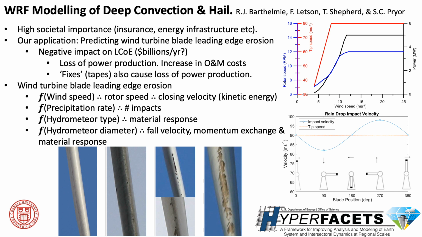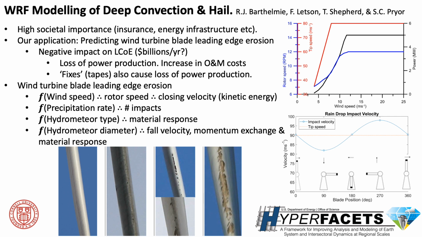So leading edge erosion occurs when a hydrometeor or many hydrometeors falling strike a wind turbine blade, cutting upward through the air. That collision causes material stress, and ultimately those stresses lead to material loss, which causes loss of aerodynamic efficiency and power production. So wind turbine leading edge erosion is a function of wind speed, because as shown on the upper right here, as wind speed increases, power production increases, but also the tip speed increases.